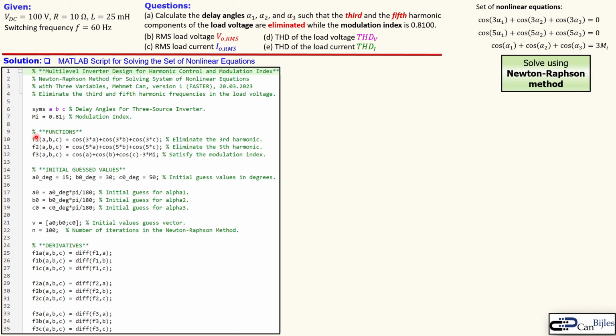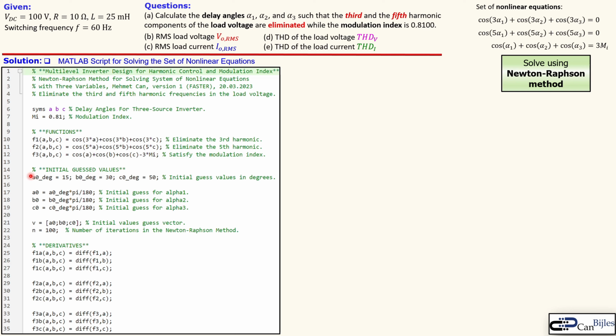You see that I define f1 with 3 unknowns here, and that is just this formula. The second one, f2, is again this formula, the second one. The third one is the formula where we have this equated to 0, so that's actually the following. So I replace this 3 times mi to the left side, so everything is then equated to 0. That is this equation. So this is for elimination of the third harmonic, this is for the fifth harmonic, this is to satisfy the modulation index. So 3 equations with 3 unknowns in a nonlinear fashion.